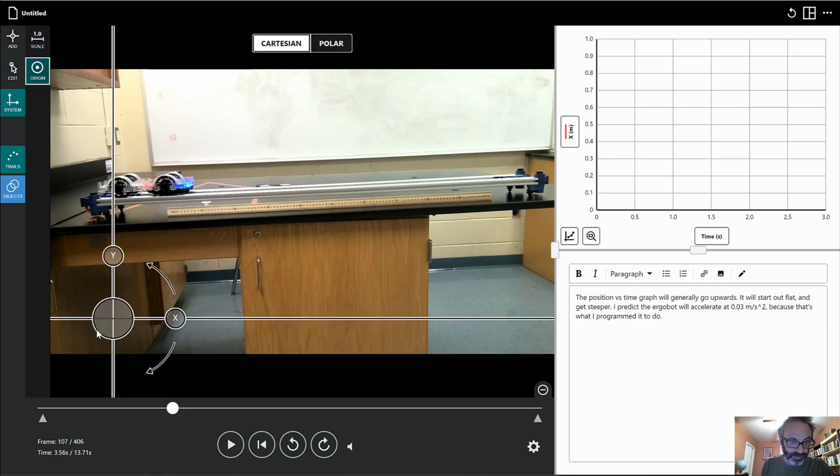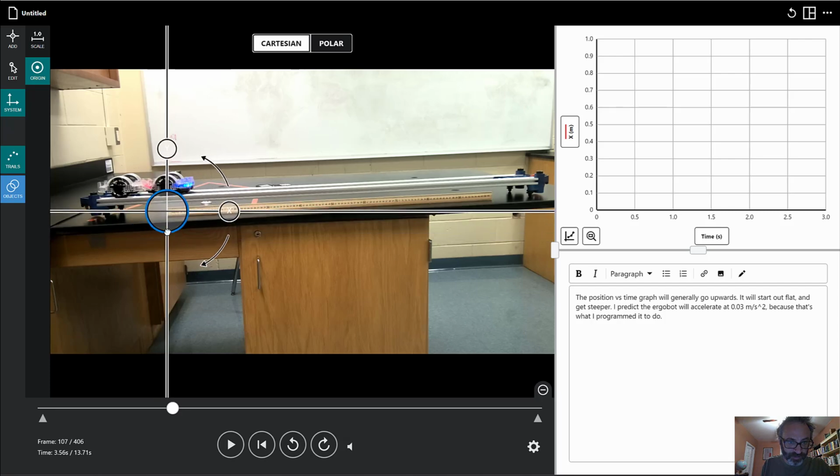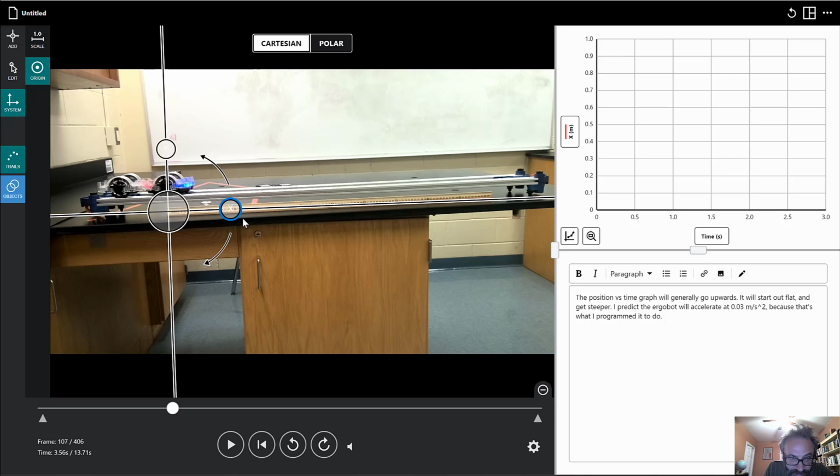I'm also going to set the origin of the coordinate system. Where does x equal 0? I'm going to make x equal 0 right at the beginning of my meter stick. I noticed my camera was a little angled, so I can rotate so that my x-axis goes along the flat table. All right, now that I've set my coordinate system, I'm ready to take data.